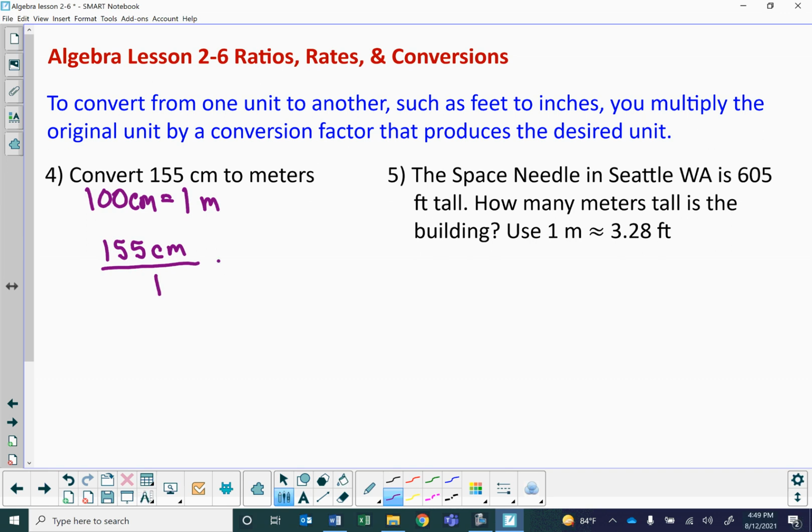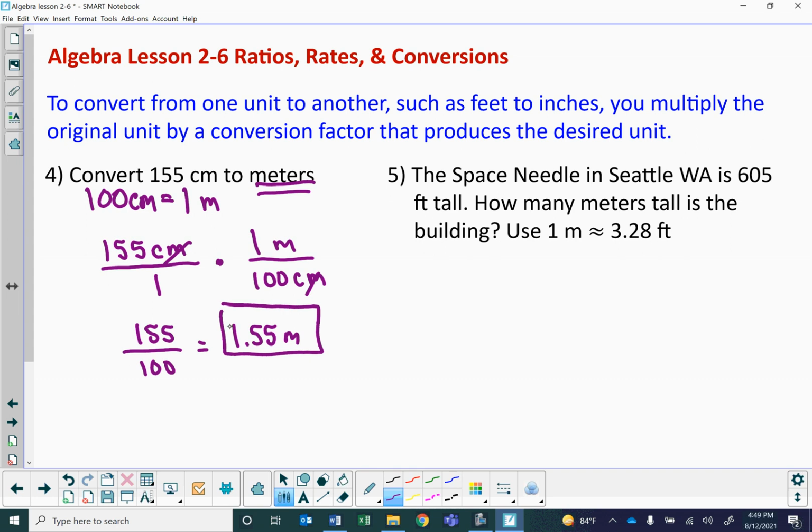over 1 times, I want to convert it to meters, so I want the centimeters to cancel out. I know that 1 meter is equal to 100 centimeters. I know that the 100 centimeters has to go on the bottom because I need centimeters to cancel out. I wouldn't multiply by 100 because I want to be left with meters. Okay, so I'm going to take 155 and divide it by 100. That's going to be my ultimate answer here. 155 divided by 100 is 1.55 meters. So 155 centimeters is 1.55 meters.